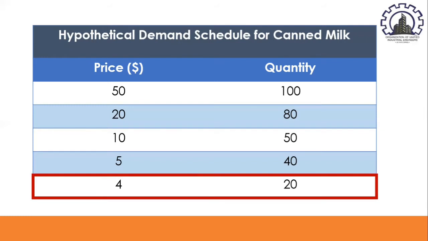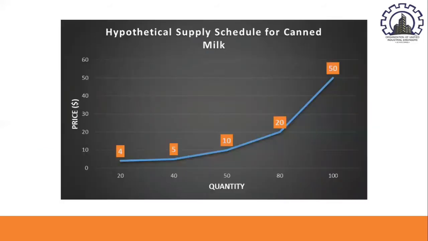If we plot these points to present a graphical presentation, this is how it would look. This is the graphical presentation of the hypothetical supply schedule for canned milk. On the x-axis is our quantity, and on the y-axis is our price, expressed in dollars. At price 4, your quantity is 20 pieces. At price 5, your quantity is 40 pieces. At price 10, your quantity is 50 pieces. At price $20, your quantity is 80 pieces. And at price $50, your quantity is 100 pieces.